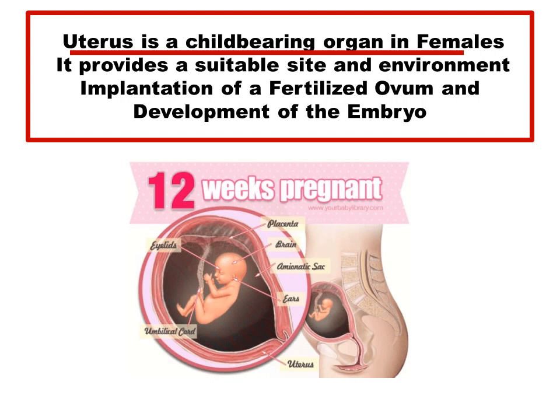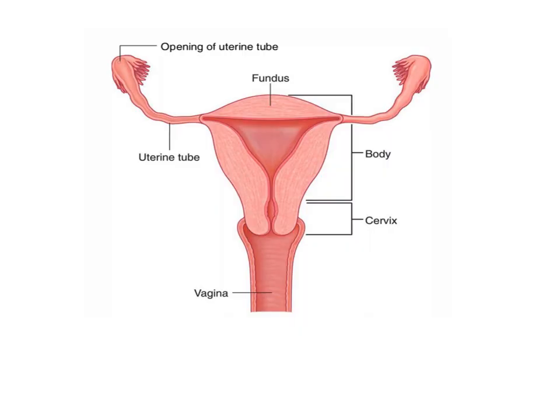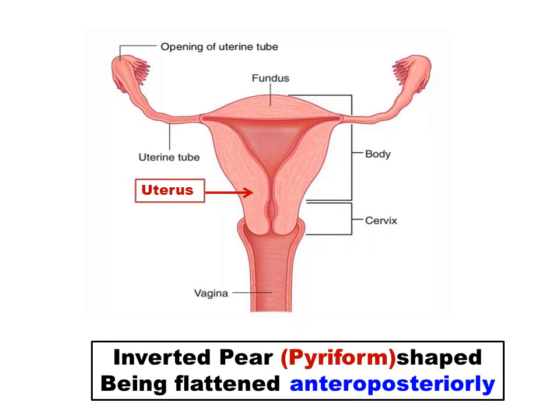Uterus is a childbearing organ in females. It provides a suitable site and environment, mainly for the implantation of the fertilized ovum and development of the embryo. Superiorly, on each side, it communicates with the fallopian tubes or the uterine tubes. Inferiorly, the uterus communicates with the vagina. So, uterus is inverted, pear-shaped or pyriform shaped, being flattened anteroposteriorly.